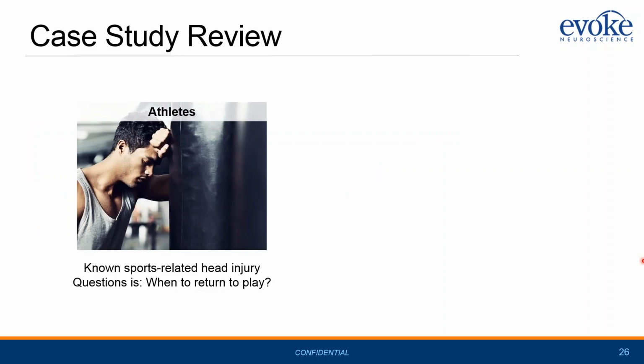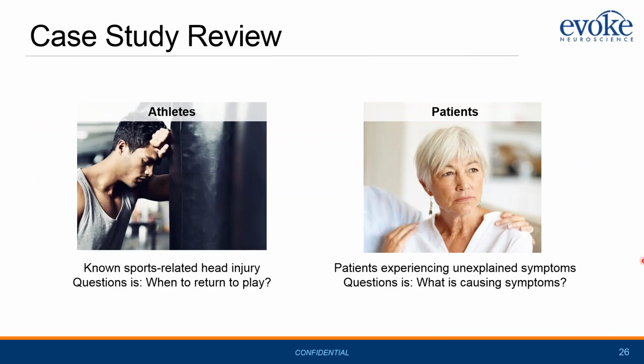All right, so what do these things look like for our athletes and for our patients? Let's keep in mind, athletes, chances are you know that they had a head injury, and the question is, when can they return to play? For our patients, it's a bit more of a mystery. The question is, what is causing their symptoms? Could it be related to a traumatic brain injury?